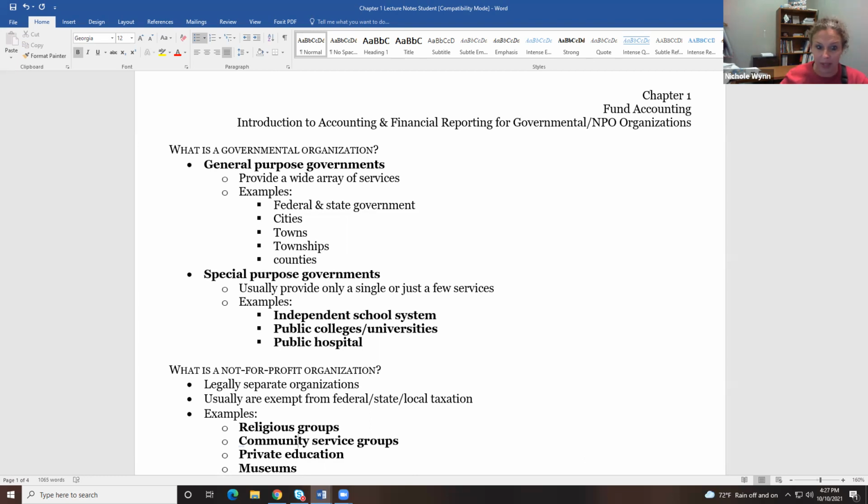Private education would be things like Friends. So also places like, I don't know, Trinity and Collegiate and the Catholic diocese school systems, all of those would be examples of private education. So museums that are operated as part of the city can be separate from the city, or they can actually be included in the city financial statements as a separate fund.